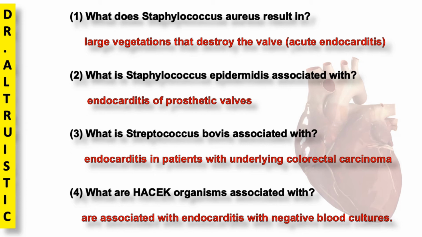3. What is Streptococcus bovis associated with? Endocarditis in patients with underlying colorectal carcinoma. 4. What are HACEK organisms associated with? Endocarditis with negative blood cultures.